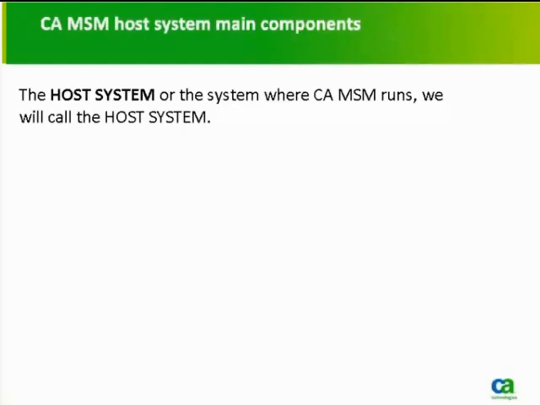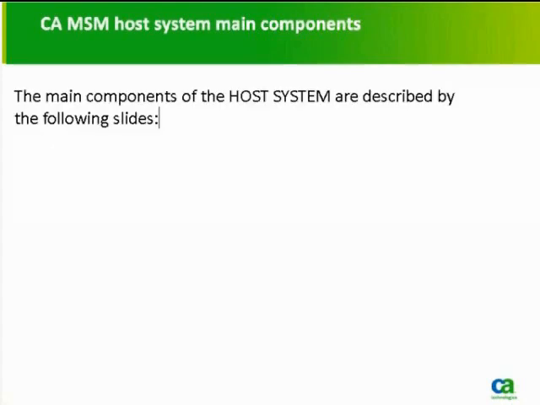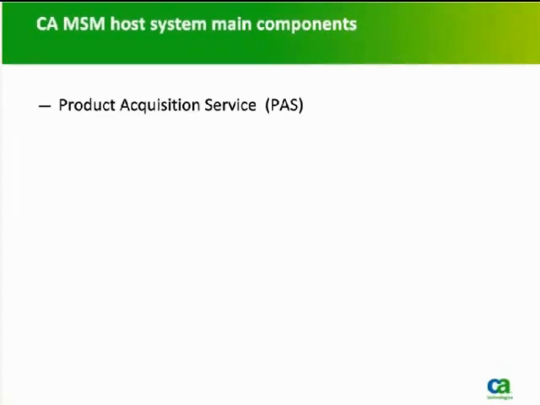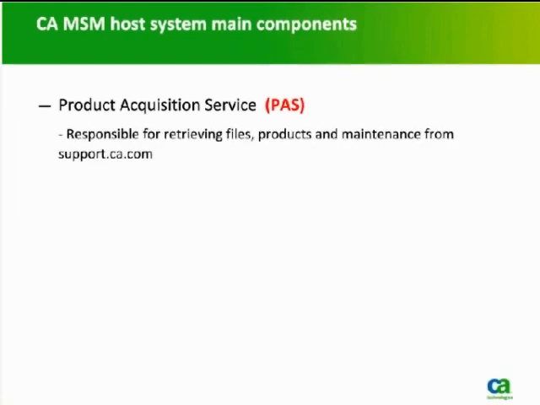The host system, or the system where CA MSM runs, we will call a host system. The main components of CA MSM is the Product Acquisition Service, PAS, P-A-S we call it. Its primary functionality or responsibility is for retrieving files, products, maintenance, fixes, cat, cars files, etc.